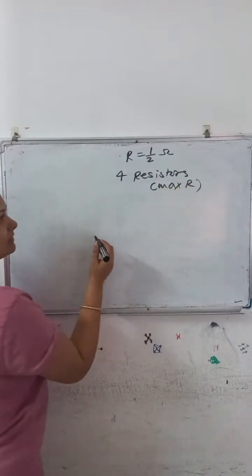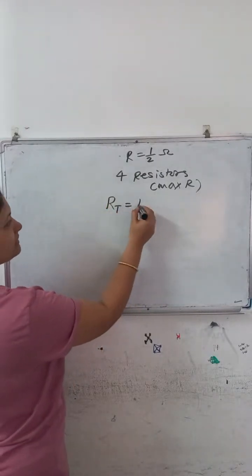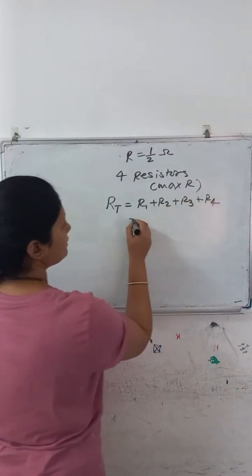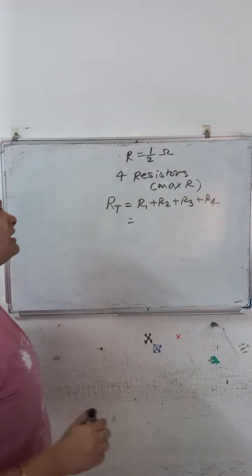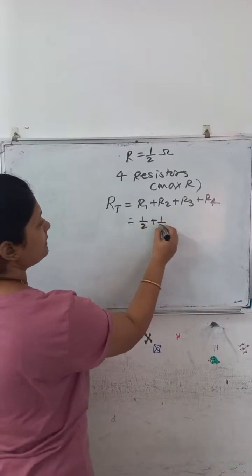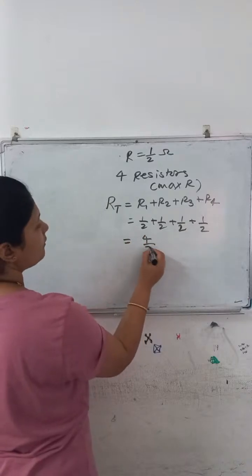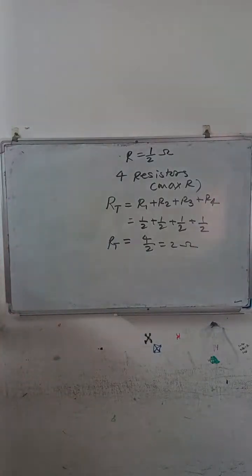So resistors are connected in series. So we know that total resistance is nothing but R1 plus R2 plus R3 plus R4. Because they are asking us to take 4 resistors and find the maximum resistance, and each resistor has value half. So half plus half plus half plus half, that is nothing but 4 by 2, that is 2 ohm is the total resistance. So check which option is correct. A option is correct here.